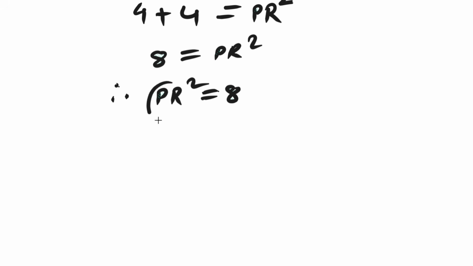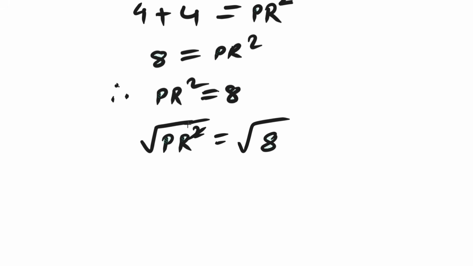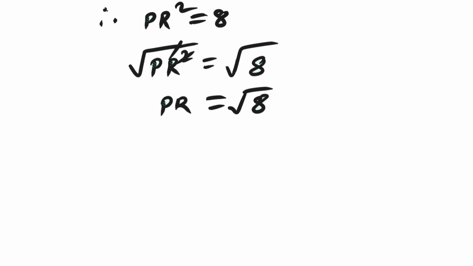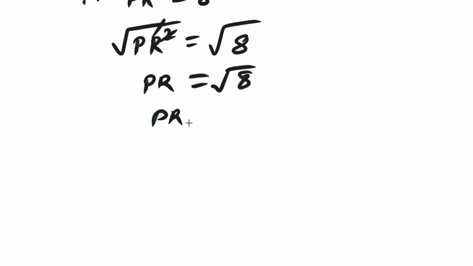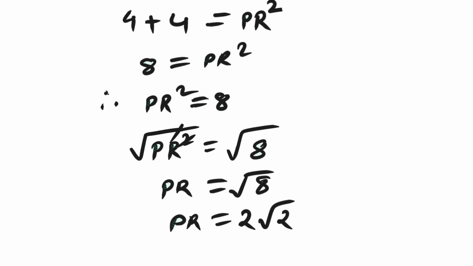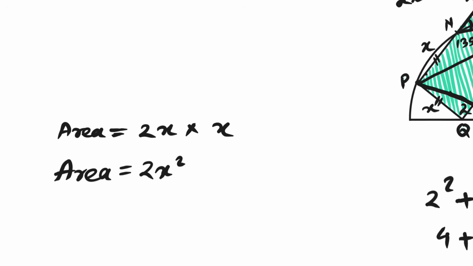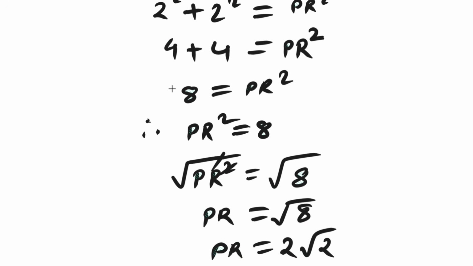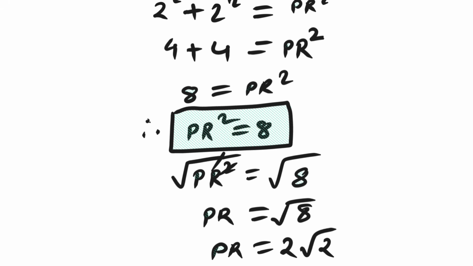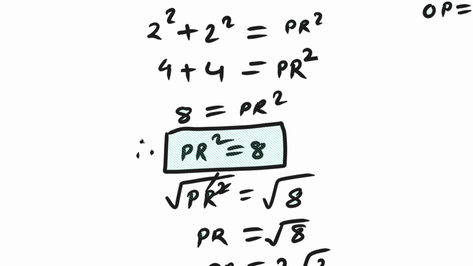If we wanted the actual length of PR, we could take the square root of both sides, giving PR equals the square root of 8. The square root of 8 can be simplified because 8 is 4 multiplied by 2, so PR equals 2 times the square root of 2. But notice that for our area calculation, we actually do not need the unsquared value. We already know that PR squared equals 8, and that will make the next step much easier.